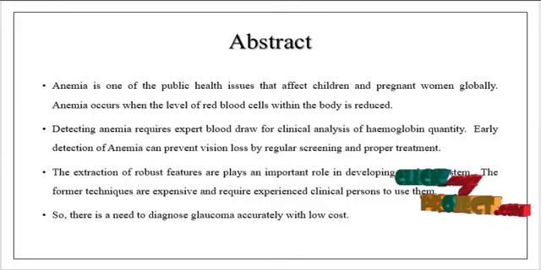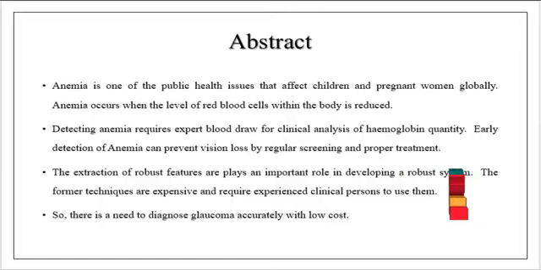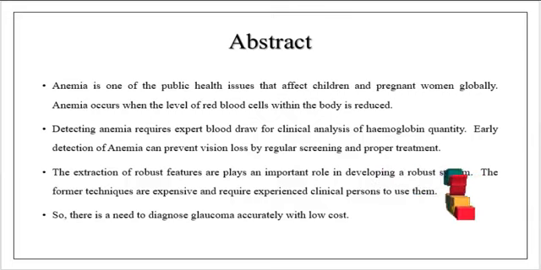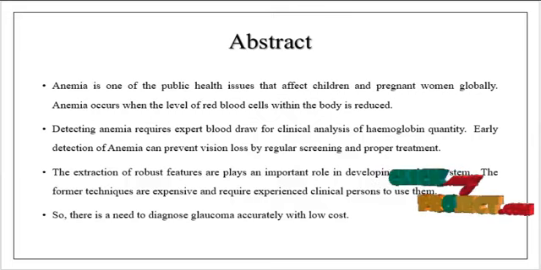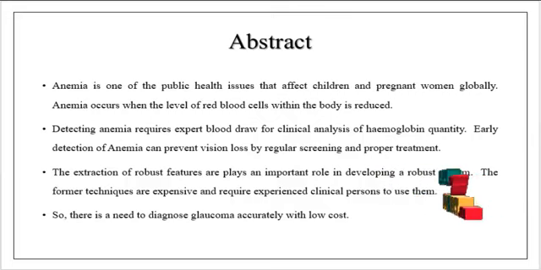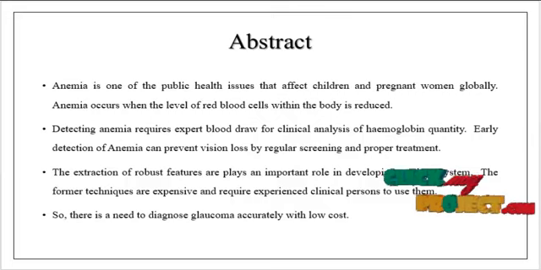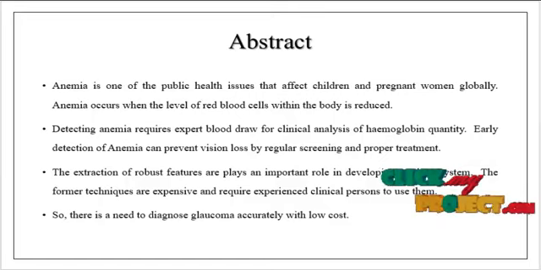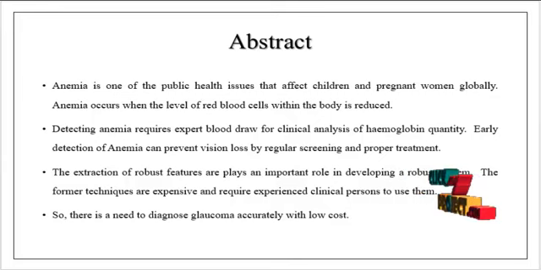Anemia is one of the public health issues that affects children and pregnant women globally. Anemia occurs when the level of red blood cells within the body is reduced. It is due to fatigue as well as a decreased red blood cell range. Detecting anemia requires an expert blood draw for the clinical analysis of hemoglobin quantities. Early detection of anemia can prevent vision loss through regular screening and proper treatment.